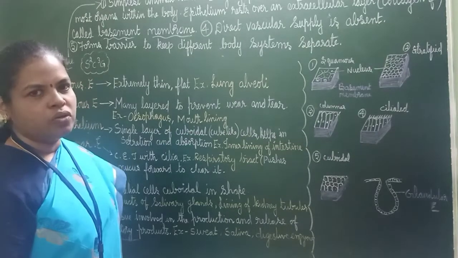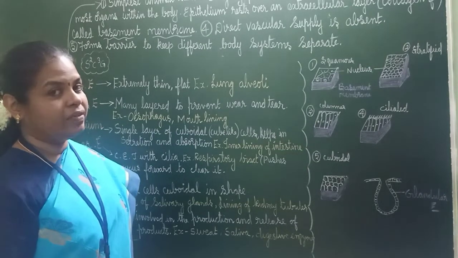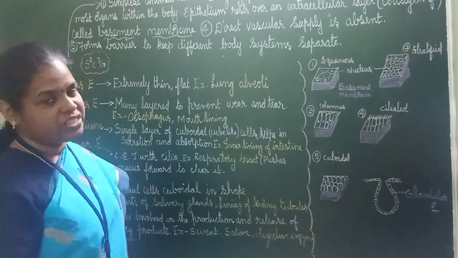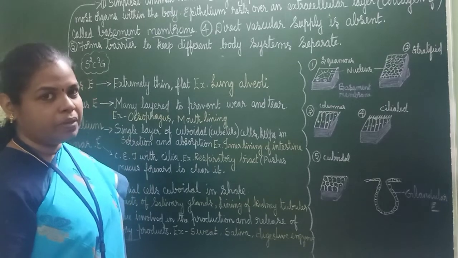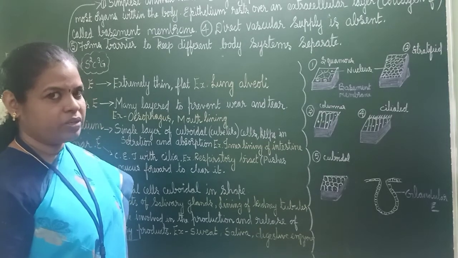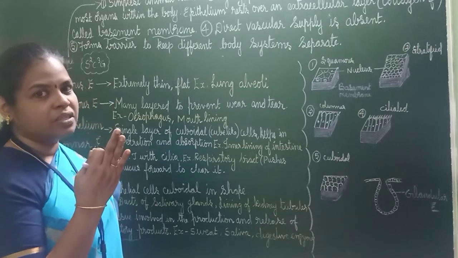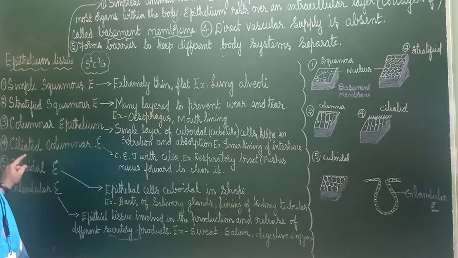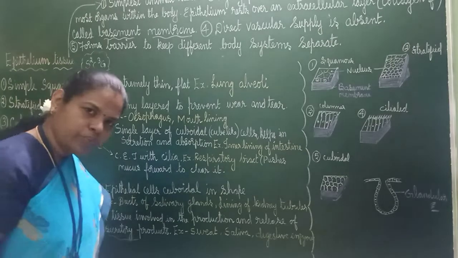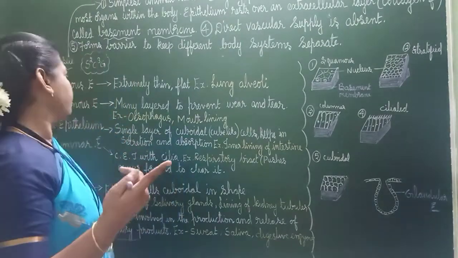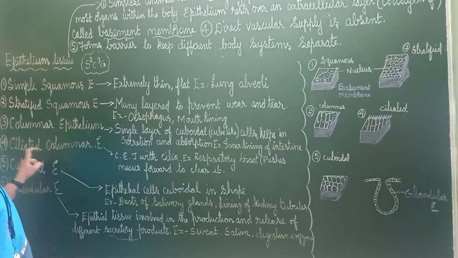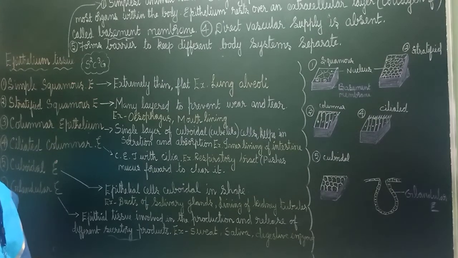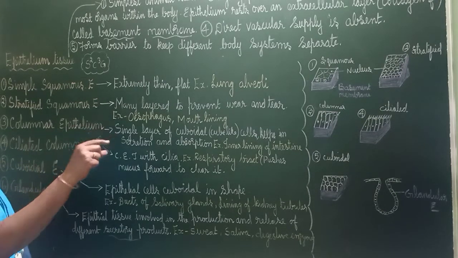Now we are going to see the epithelium tissue types. We have studied the mnemonic, no? S square, C cube, G. S square is simple squamous epithelium and stratified squamous epithelium. Then C cube, what are those? Columnar and cuboidal, two things. Under columnar, two: columnar epithelium and ciliated columnar epithelium. The next one is cuboidal. The next one is glandular. These things we studied yesterday. Now we will see what each one is.